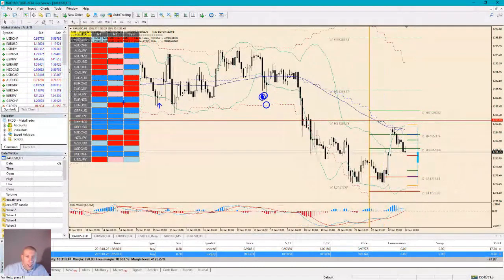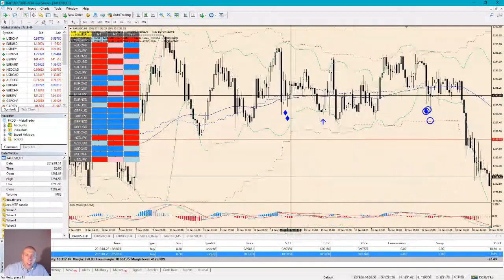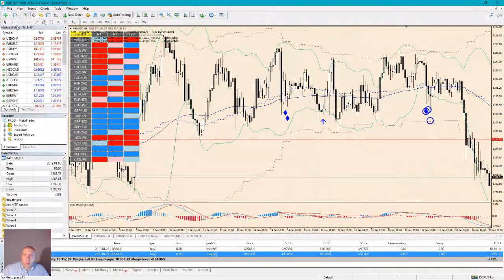Nice short, honestly. A good short. This was a range, you see. Yeah, but even with this range, 40 possible pips, 55 pips, 27. Yeah, it just depends on your exits. That is why I'm using scaling now.